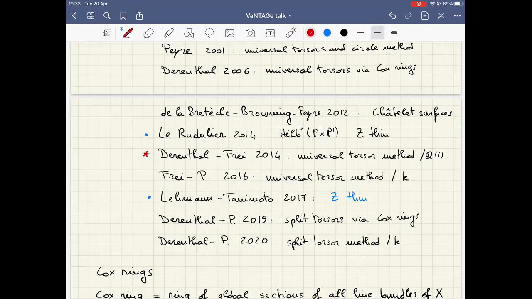And then we have a couple of other papers where I contributed as well. So one paper where we have an example where we can apply the universal torsor method for varieties over arbitrary number fields. And then finally, another paper now in collaboration with Ulrich Derenthal, where we use the split torsor method over arbitrary number fields. So what does it mean?